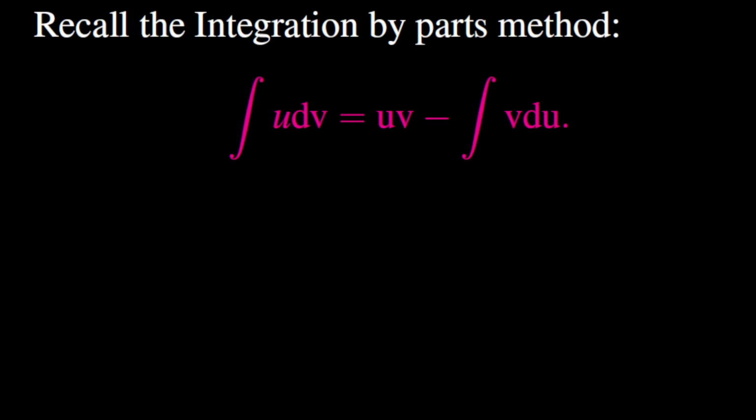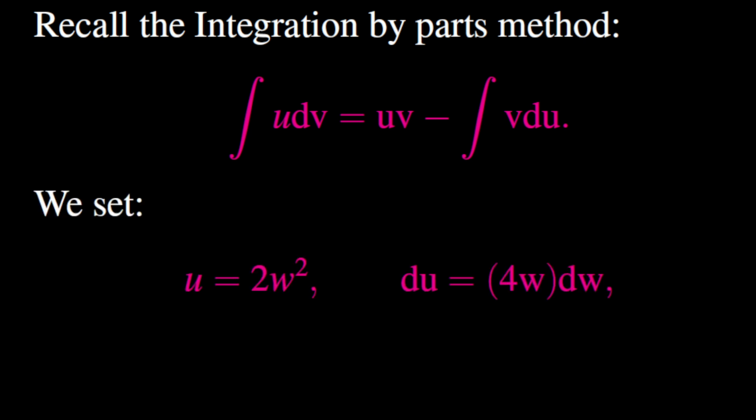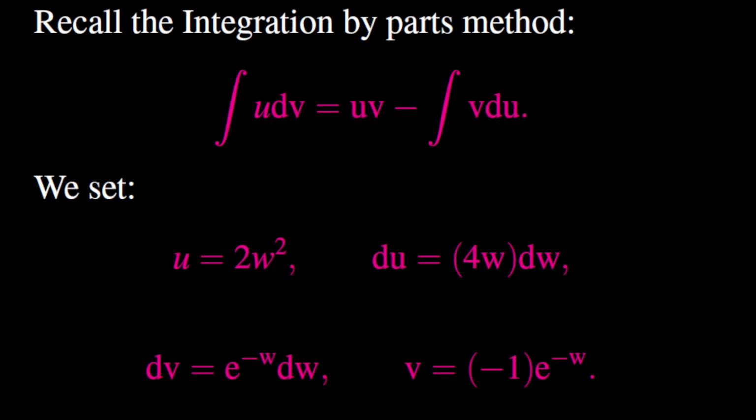Let us briefly review the method of integration by parts. We know that the integral of u dv is equal to u times v, minus the integral of v du. Thus, we set u equal to 2w square, so du equals 4w dw. And dv equals exponential of minus w dw, and v equals minus 1 times exponential of minus w.